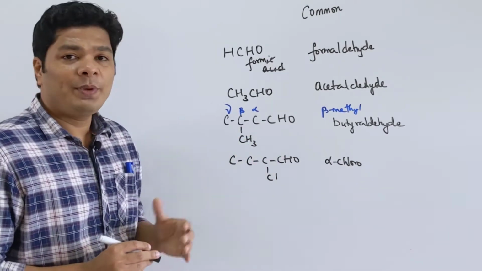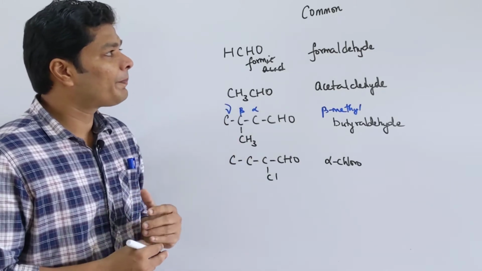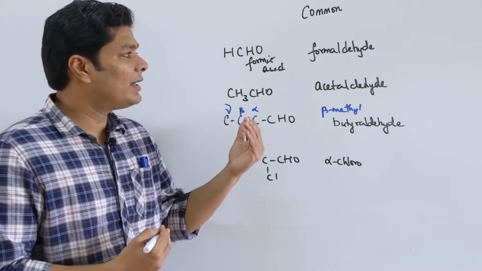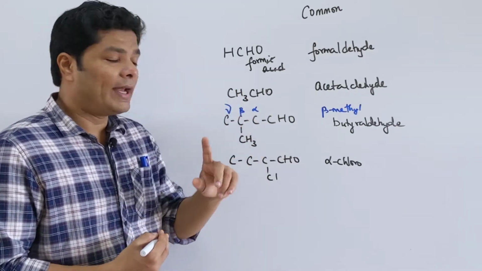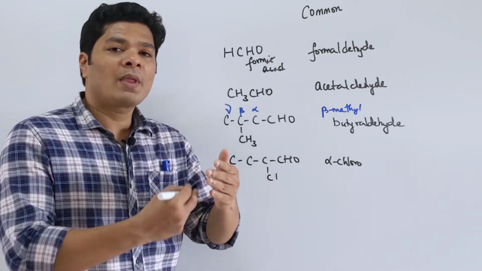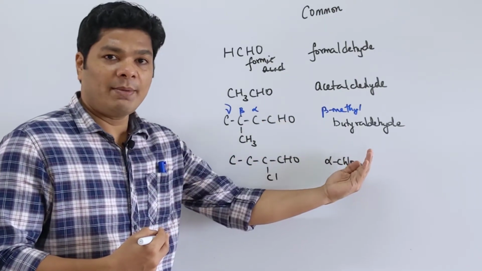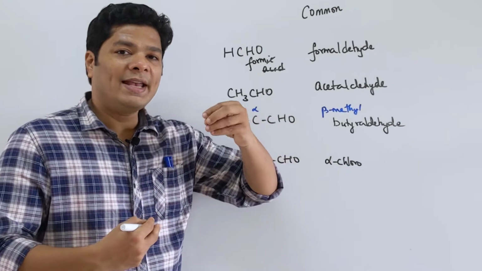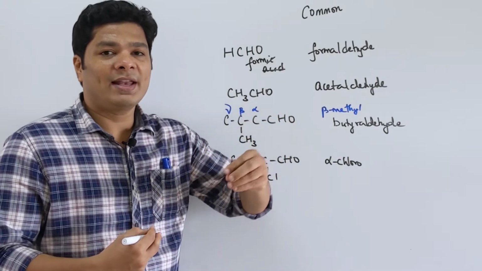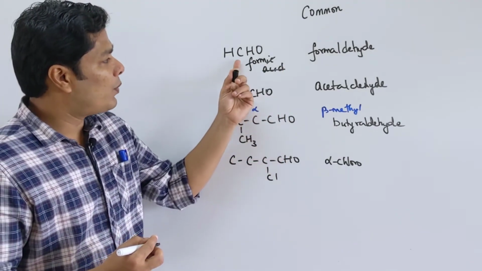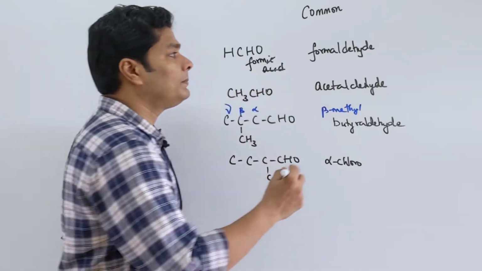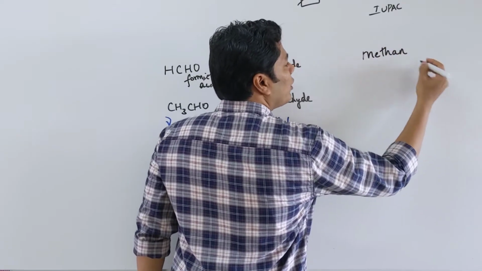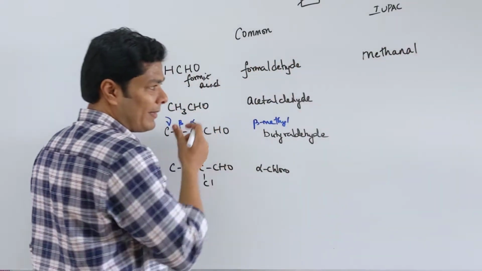When it comes to your IUPAC naming, it's actually much simpler. We have seen alcohols before, we ended with OL. Similarly, these are derivatives of alkanes. So again, in common names they are treated as derivatives of the acids, you get the corresponding name, whereas in IUPAC they are treated as derivatives of the corresponding alkane. So in an alkane you have an E at the end, you change it into AL. This would be only one carbon, so it's a derivative of methane. We drop the E and write it as AL.